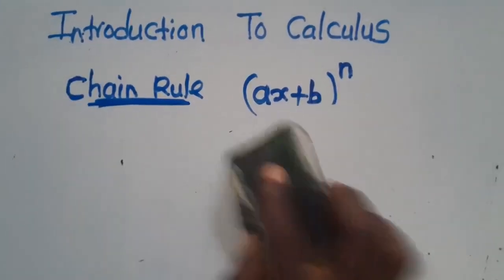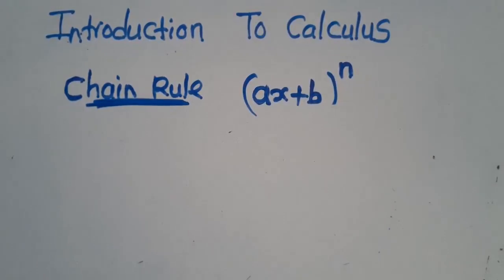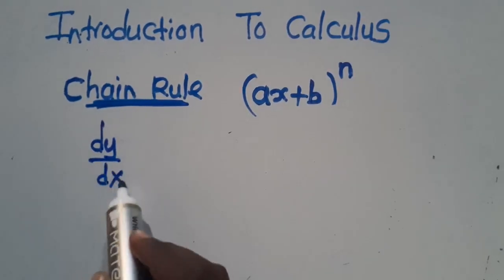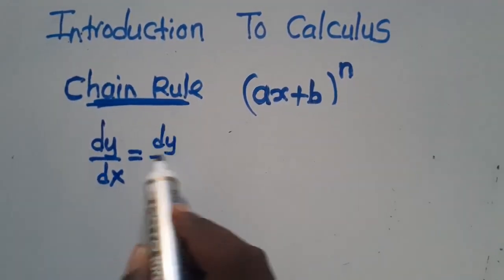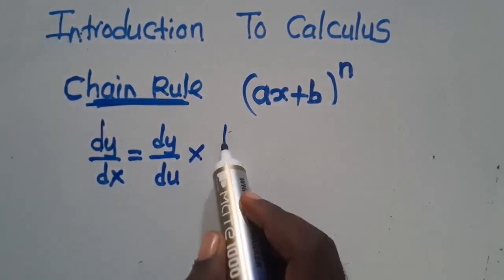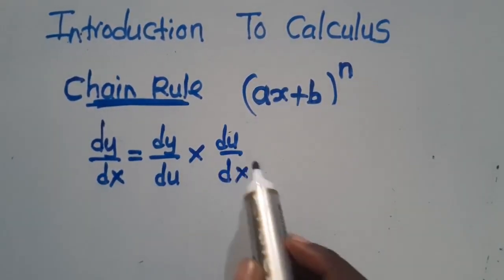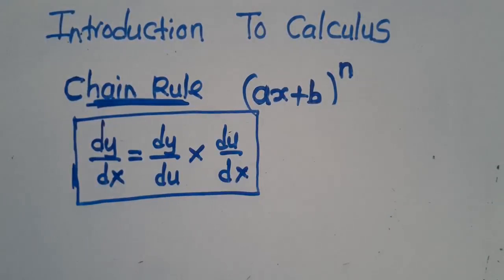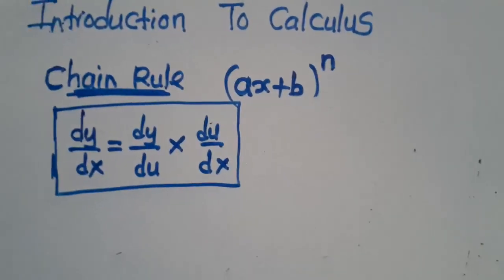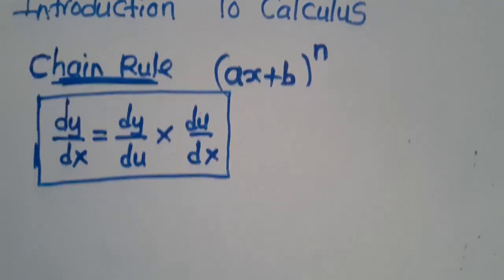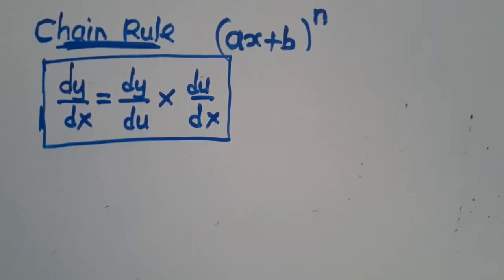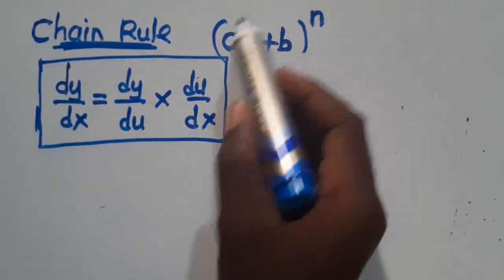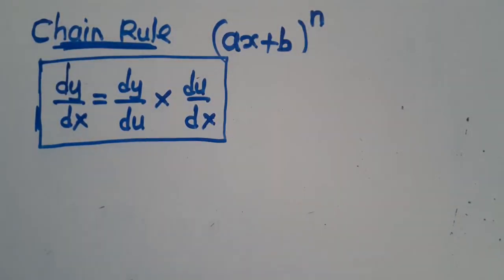So now, how do we use the chain rule? Which formula are we supposed to apply? You say dy dx is equal to dy du times du dx. This is the formula that is used under the chain rule. You need to make sure that you know this formula and understand it very well. Anything that looks like this, then you are supposed to use the chain rule.